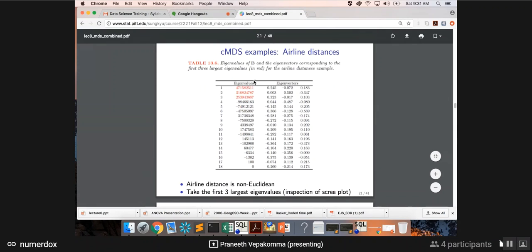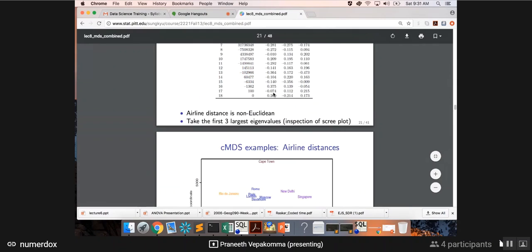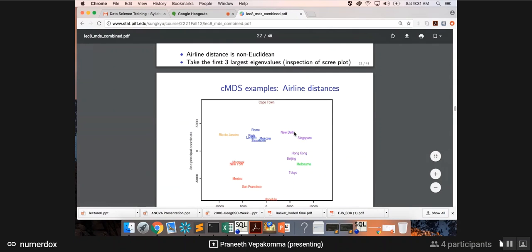So then you can compute these eigenvectors. You compute the B matrix. You compute eigenvectors and eigenvalues. Here he's doing a 3D plot. So he took 3 eigenvectors. Then he computed these points. So now he's showing, oh, airline distance between New Delhi, Singapore is like this. Singapore and Hong Kong is slightly higher. Hong Kong, Beijing very close by. It's obvious both are in the same country. Melbourne, Tokyo, Japan and Australia are kind of close.